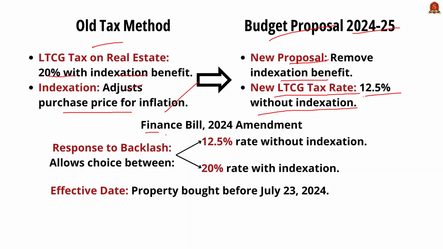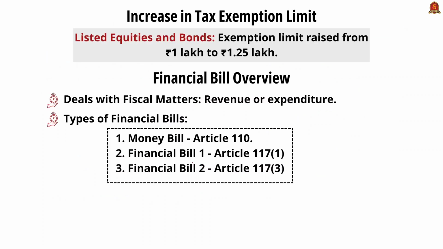Now, with severe backlash to the proposal done in the budget, a recent amendment in the Finance Bill 2024 was passed by the Lok Sabha. It says that the taxpayers who bought property before July 23, 2024 can now choose between paying the new 12.5% rate or sticking with the old method of 20% with indexation. This change addresses prior criticism and provides more flexibility in tax planning.